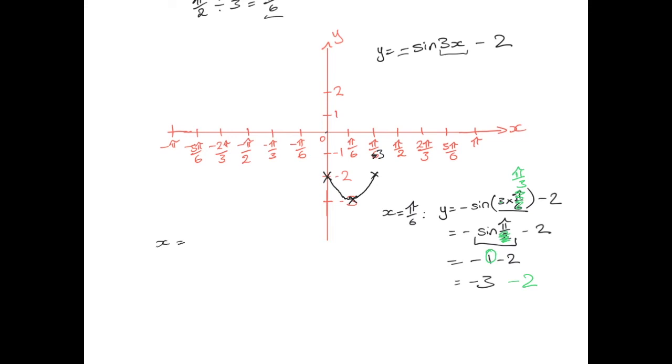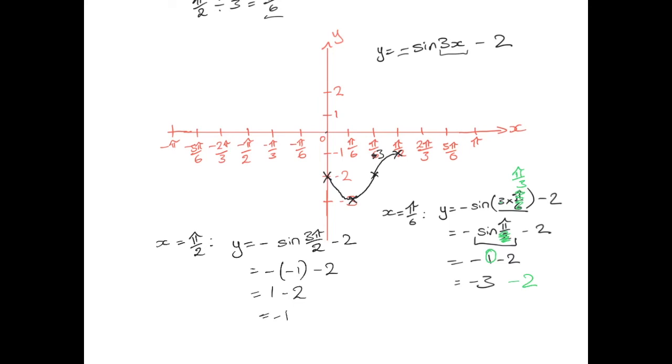When x is pi on 2, we get y equals negative sine of 3 times pi on 2, which is 3 pi on 2, minus 2, which is sine of 3 pi on 2. Using your unit circle, that's negative 1. So I get negative 1 minus 2. That becomes 1 minus 2, which is negative 1. So I'm actually here. Look at that.